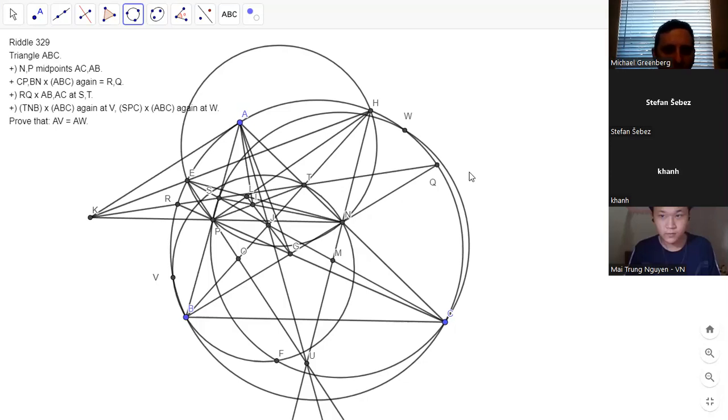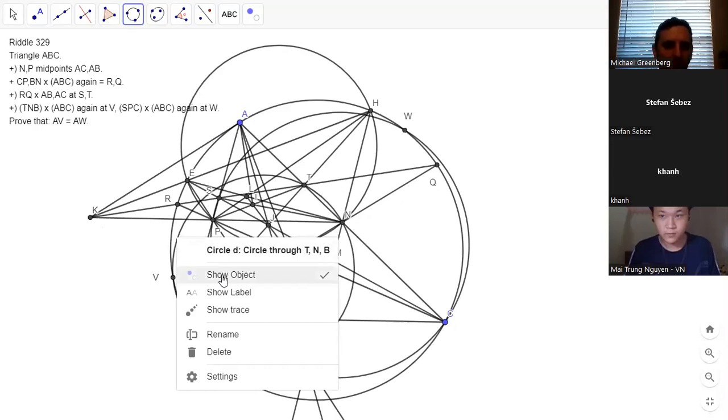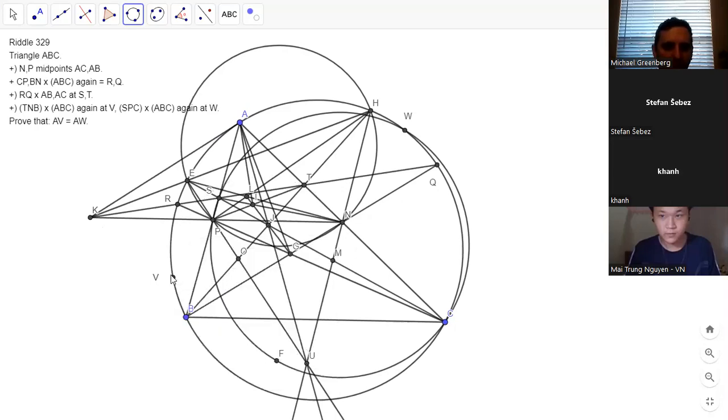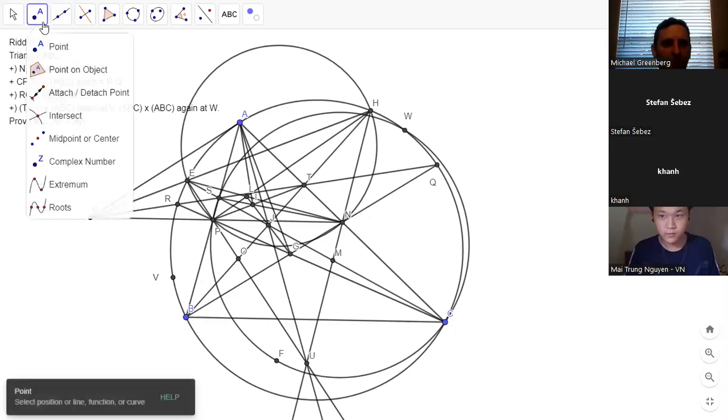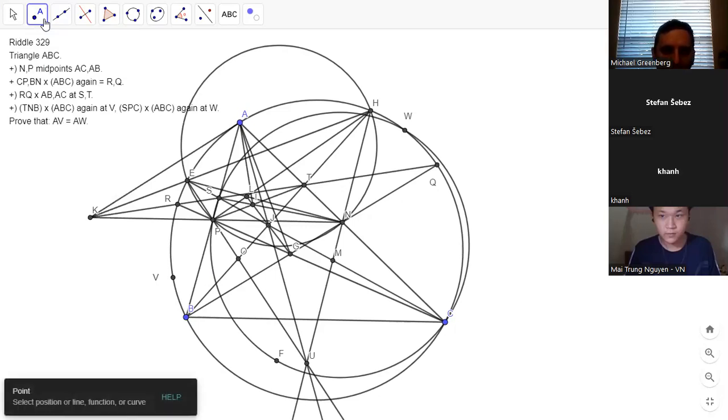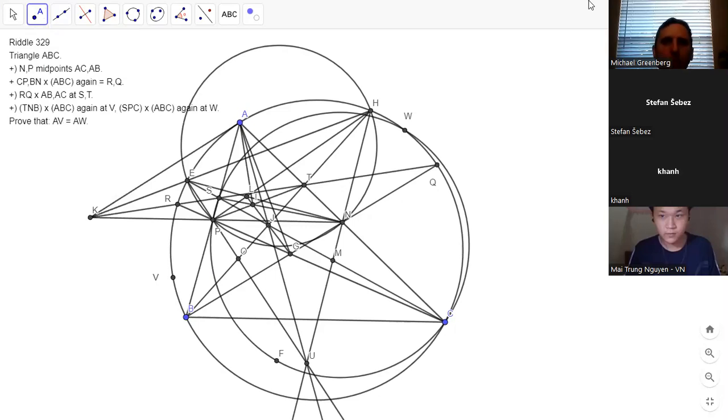I wonder. I think we can redefine point V without using the circle T and B. So maybe we can define V the way that quadrilateral AVCH is harmonic. Okay, AVCH. And then we try to show that that's cyclic.